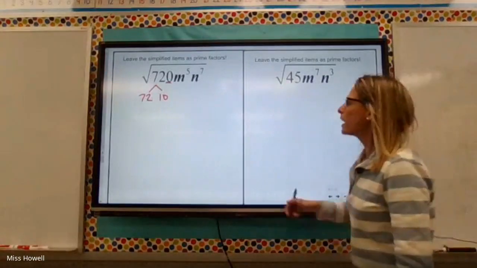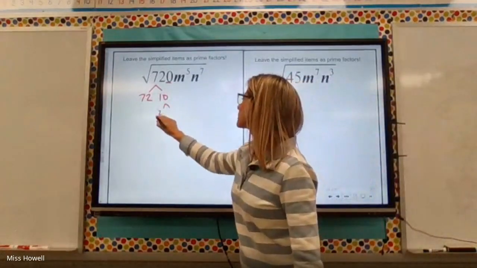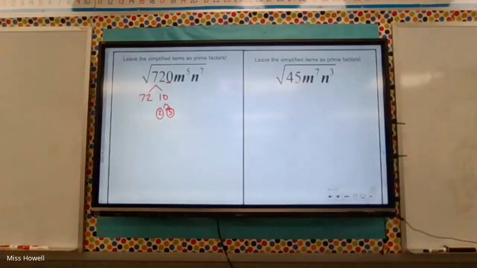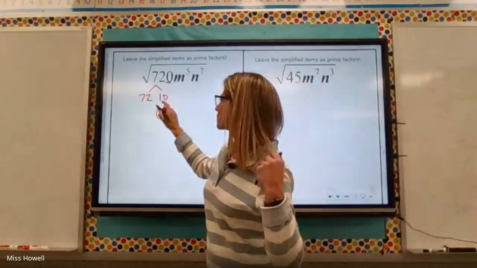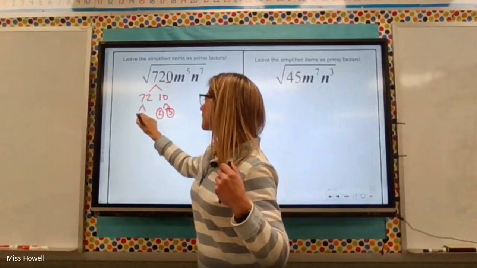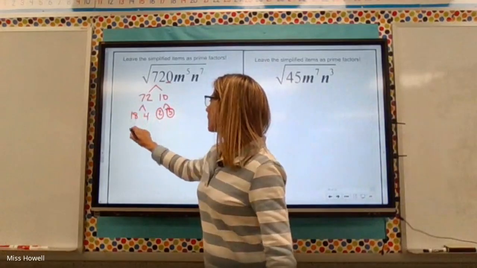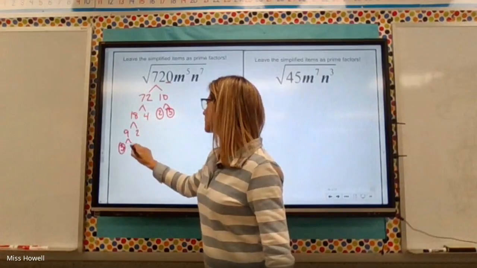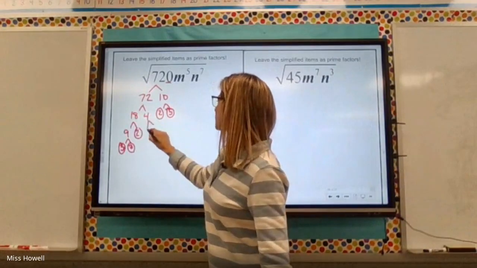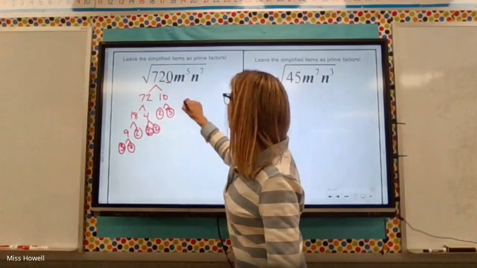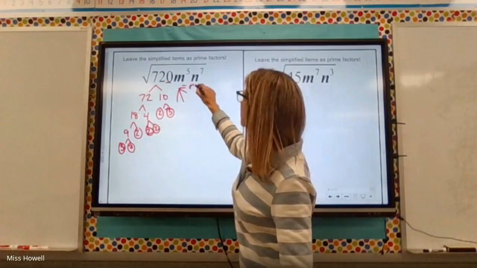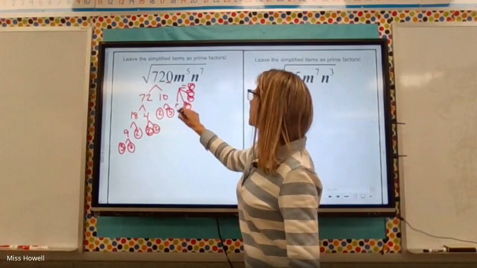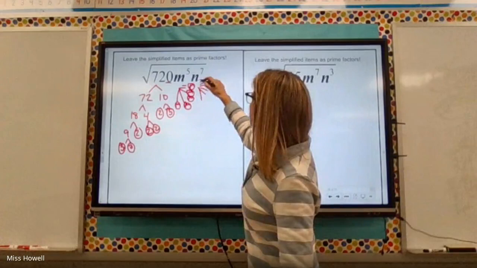All right, from here, 10 is 2 and 5. You know that one. You might have to do a little bit of guess and check over here with the 72. One combination that works would be 18 and 4, 9 and 2, 6 and 3 over here, something like that. So 3 and 3, a 2, and then over here a 2 and a 2. All right, 1, 2, 3, 4, 5 m's. Oh my, 1, 2, 3, 4, 5, 6, 7.